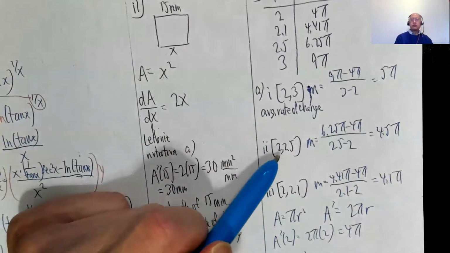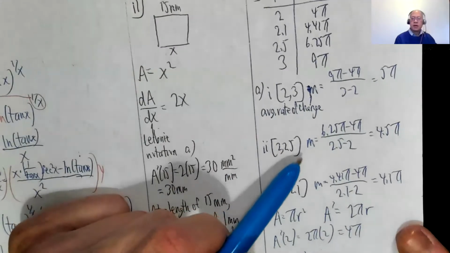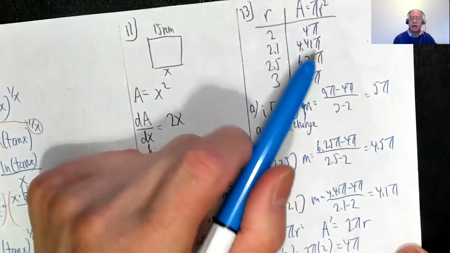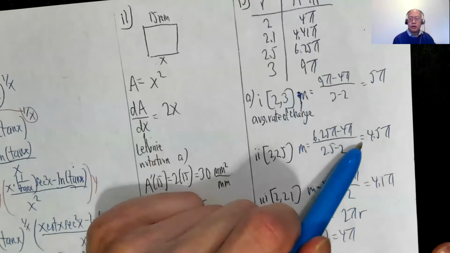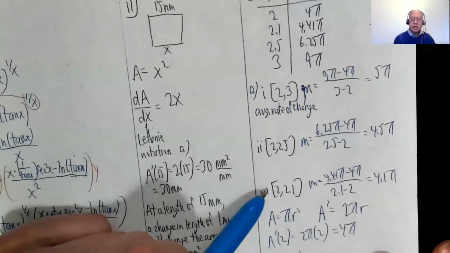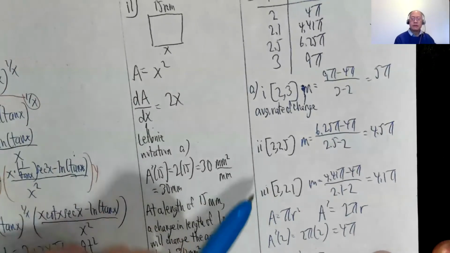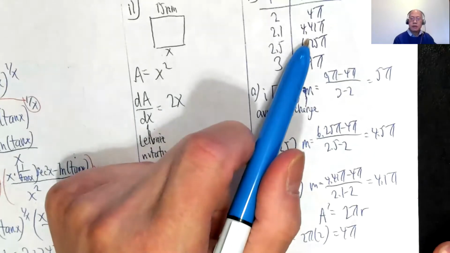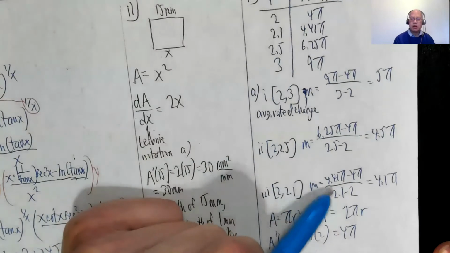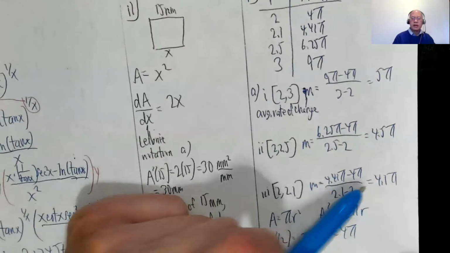Okay, then from 2 to 2.5, a smaller interval, do the same thing. 6.25 pi minus 4 pi divided by 2.5 minus 2, that's 4.5 pi. 2 to 2.1, so we're making the interval smaller and smaller. So 4.41 pi minus 4 pi divided by 2.1 minus 2, that's 4.1 pi.